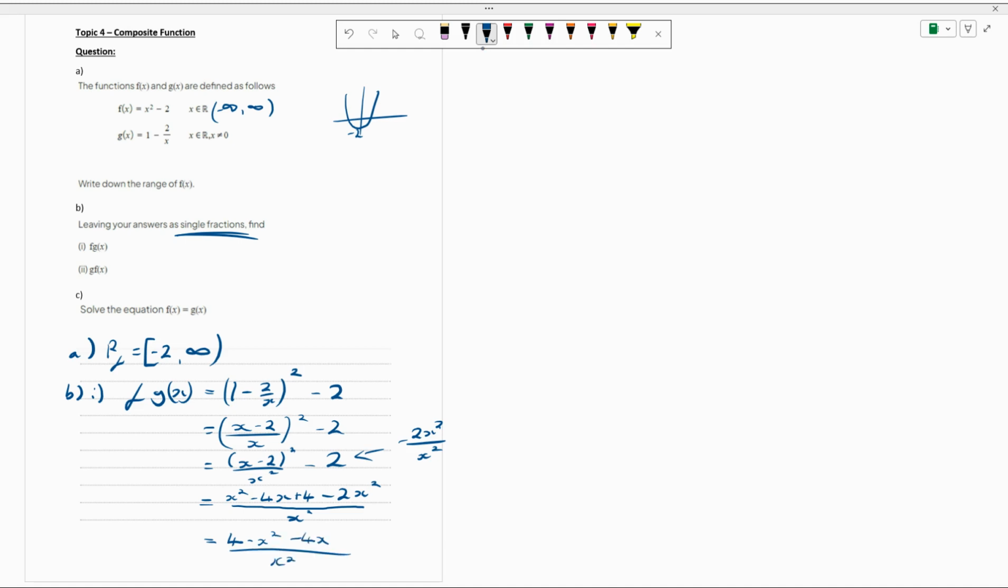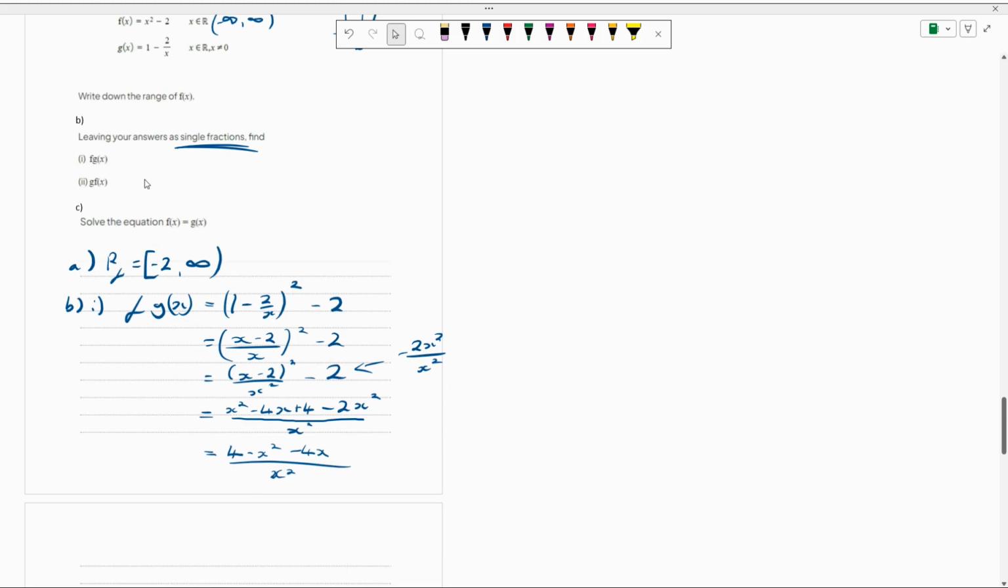Now you may have expanded it first and then tried to make it a full fraction, but you should have something that looks like this as your final fraction. You should have x squared on the bottom, and you should have these 3 terms on the top. You may have them written in a different order, but you should have those 3 terms on the top.